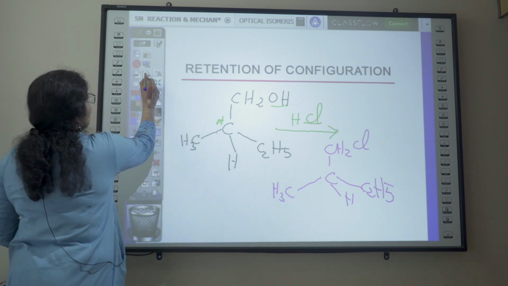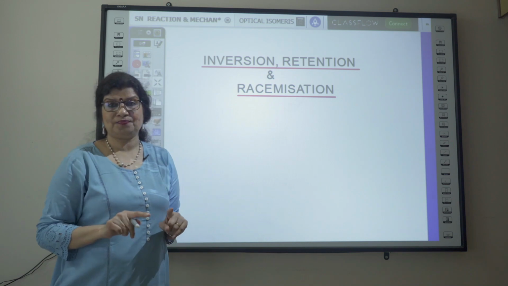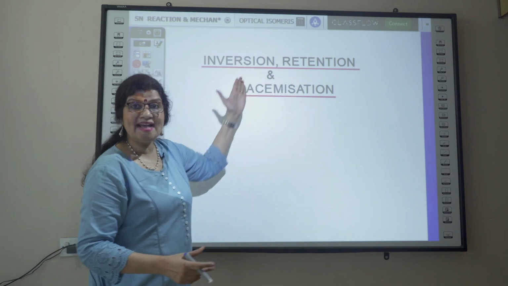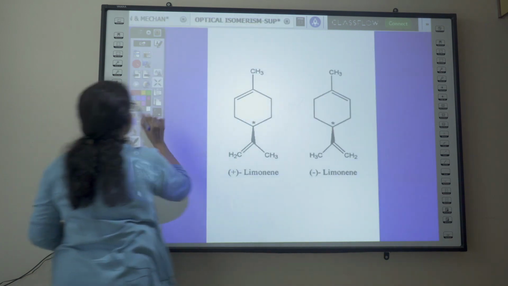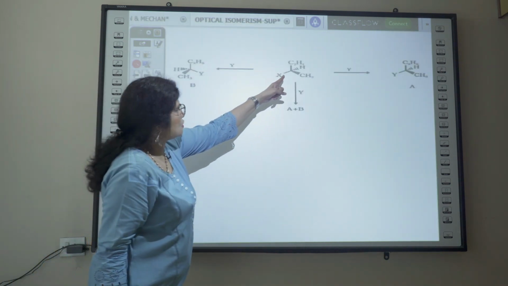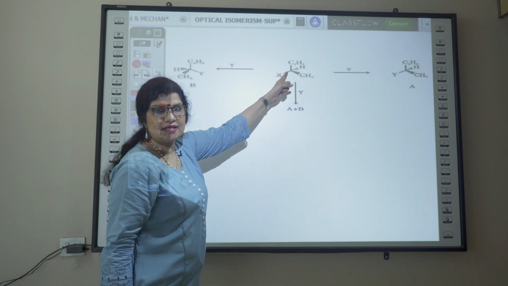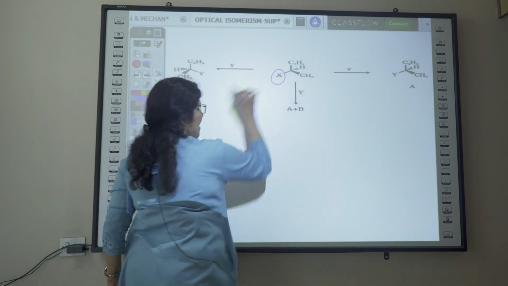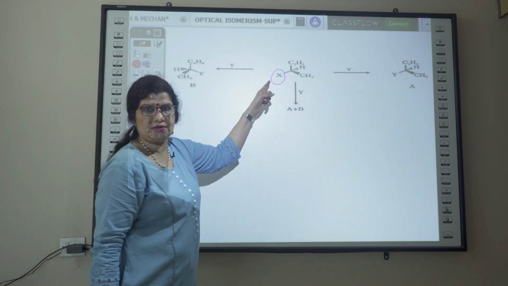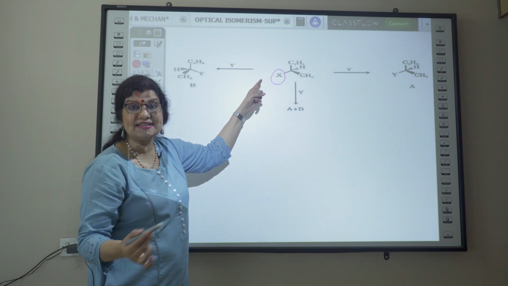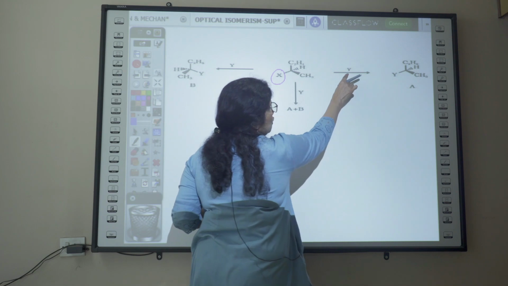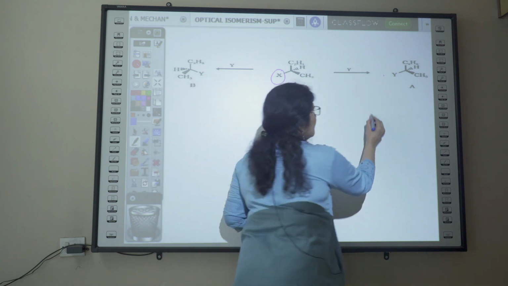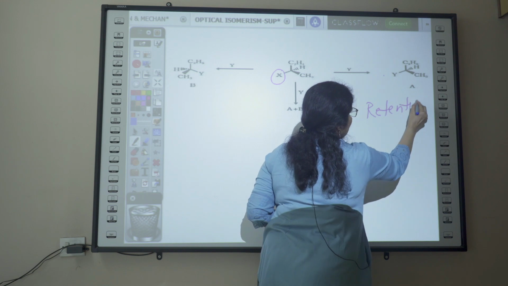But when the bonds attached to a chiral, asymmetric carbon atom are broken, it can undergo inversion, retention and racemization, as illustrated here. Now look at this compound. The central carbon atom is chiral because it is bonded to 4 different groups. Look at the group X. The C-X bond is being broken. So when the C-X bond is broken, there are 3 possibilities. One is that the incoming group Y replaces X and the arrangement is retained. So this is retention of configuration.